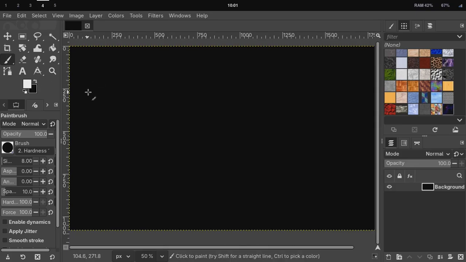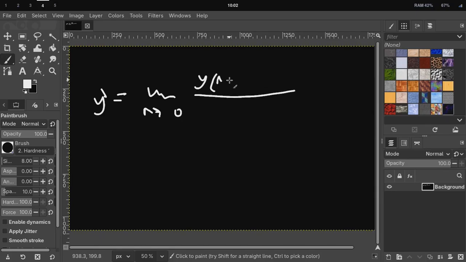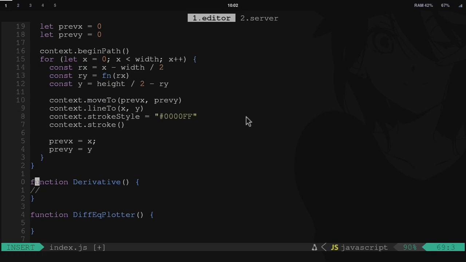So the derivative of a function y, y dash, is given by the limit as h approaches, or n approaches 0, of y of x plus n minus y of x, divided by n. So this is the approximation that we will be using for the derivative of a function.